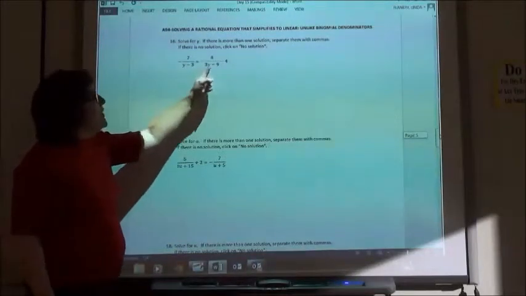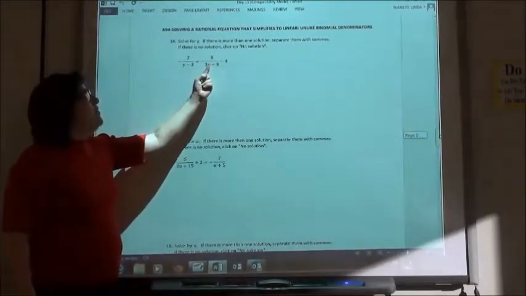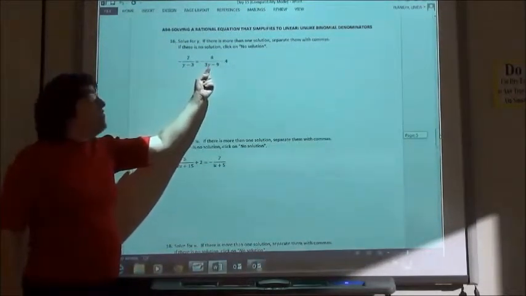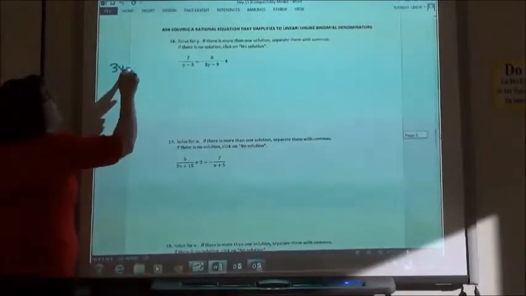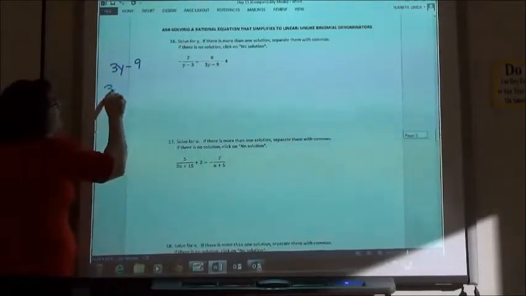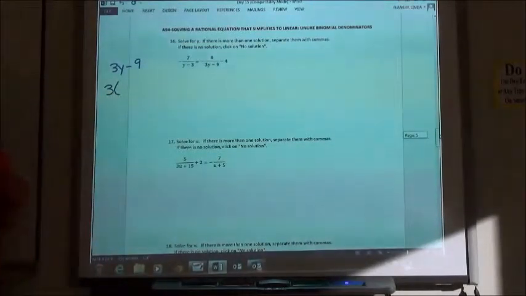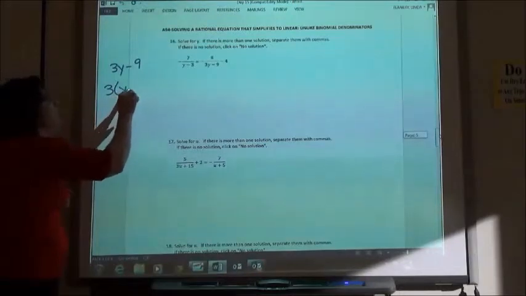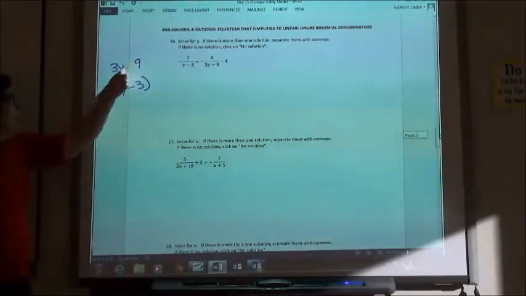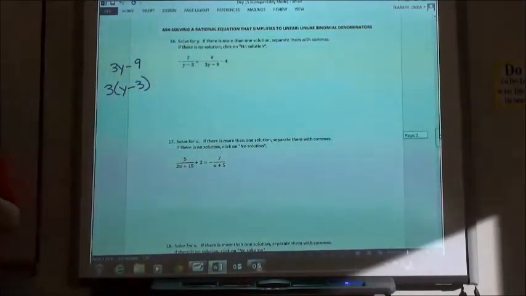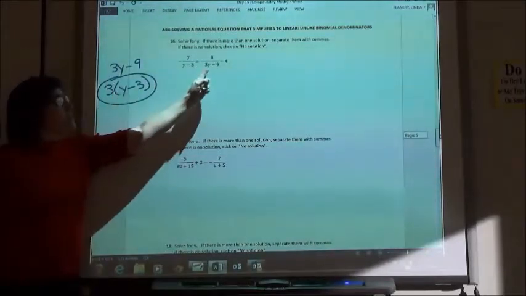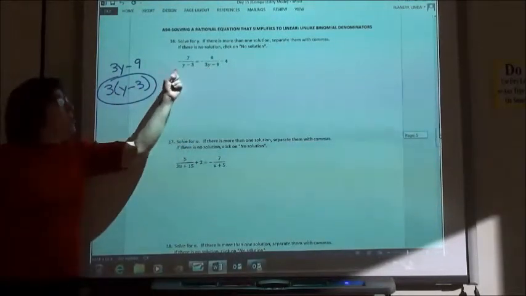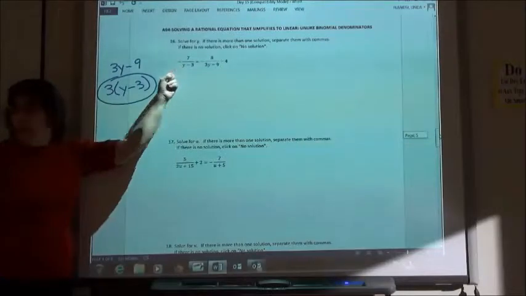What we have to recognize here is that the bottom of the second fraction, we can factor the 3 out of there and rewrite it. 3y minus 9 is the same thing as 3 times y minus 3, because 9 divided by 3 is 3, right? So when we multiply by our common denominator, it's going to be 3 times y minus 3, so we can cancel that out, and here we're just going to cancel the y minus 3 part of it out.